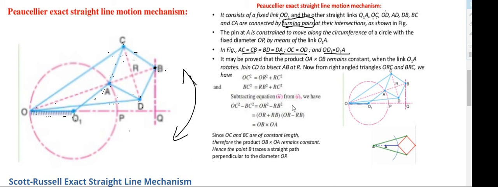And you can subtract these equations and finally you will get OB times OA. OC square minus BC square is OB times OA. Since OC and BC are constant lengths, because OC and BC, these lengths are not changing, then OC square minus BC square will be a constant. That means B traces an exact straight line. That is how we prove a Peaucellier-Lipkin mechanism.